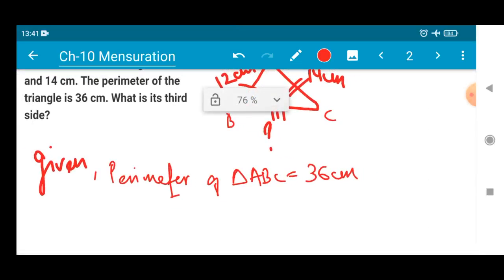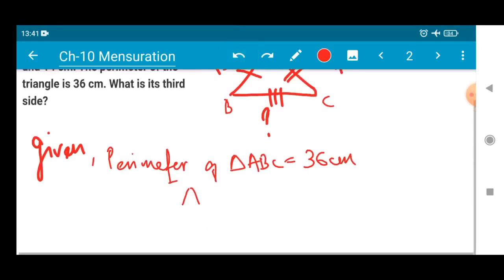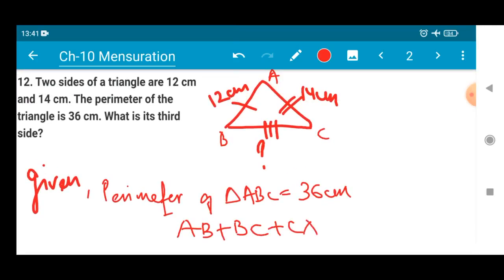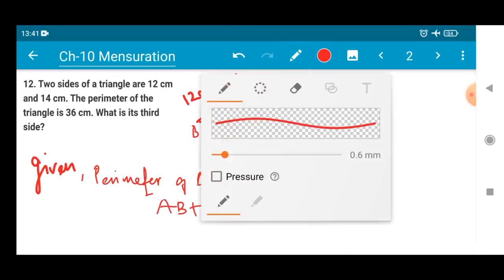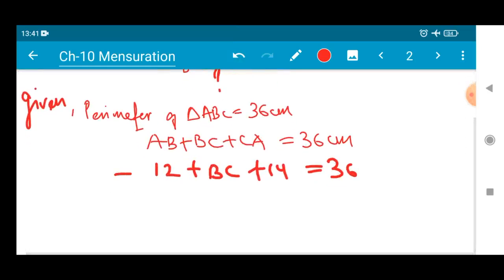And we also know that perimeter of a triangle, when you have different sides, we can write it as AB plus BC plus CA, which is equal to 36 centimeter, right? So it is already given that AB value is 12 centimeter, BC value is not known to us, which we have to find, and CA is already known to us, that is 14 centimeter given, is equal to 36 we can write.